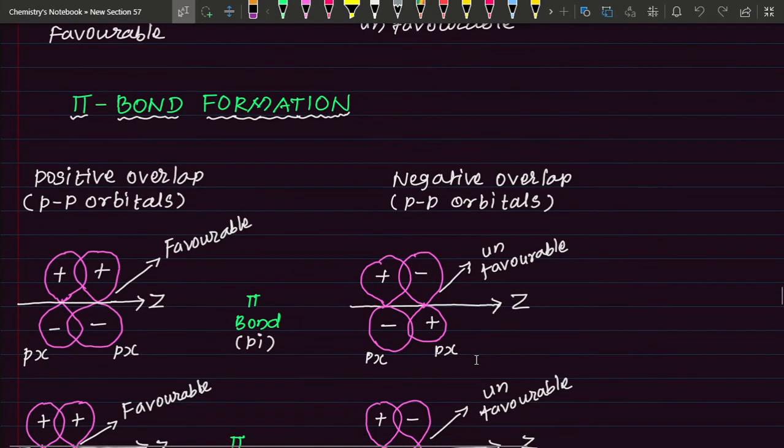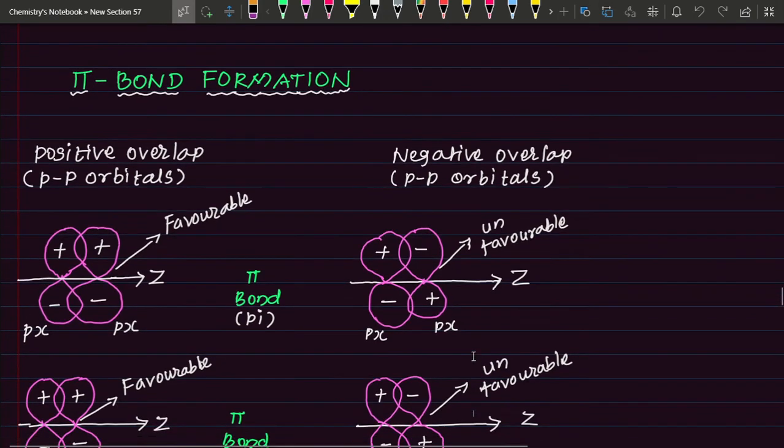First we saw the sigma bond formation. This is the pi bond formation. Here also positive overlap of pp orbitals, and negative overlap of pp orbitals. See the diagram. These both lobes are sideway overlapping. This type of lobe sideway overlapping occurs only in pi bonds, but head-on overlapping occurs in sigma bonds.